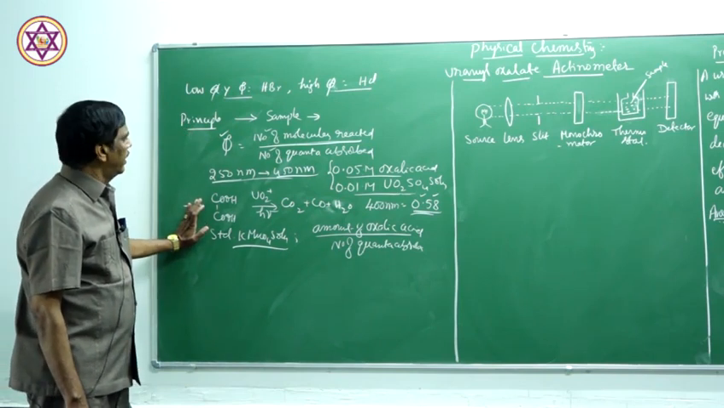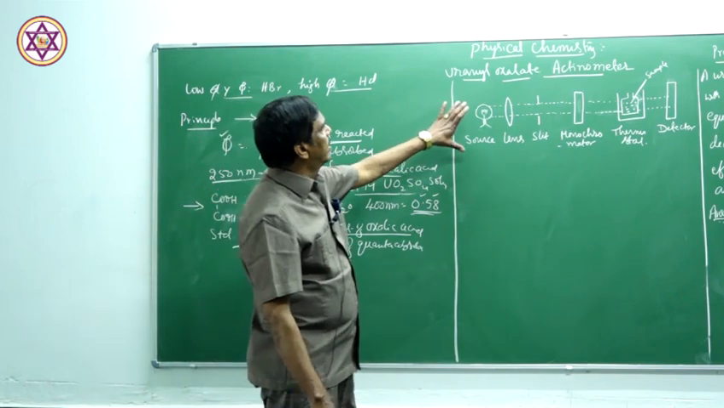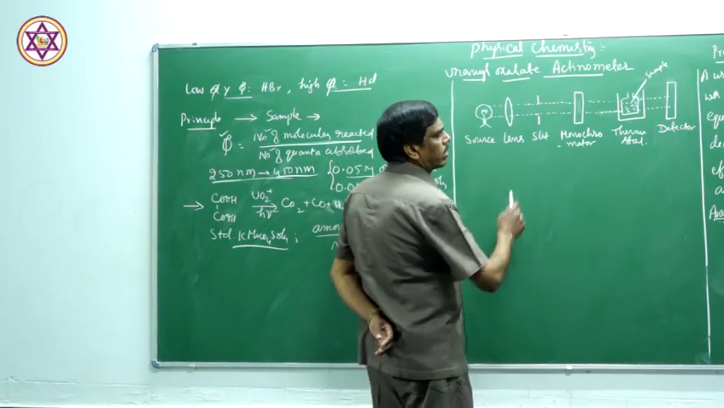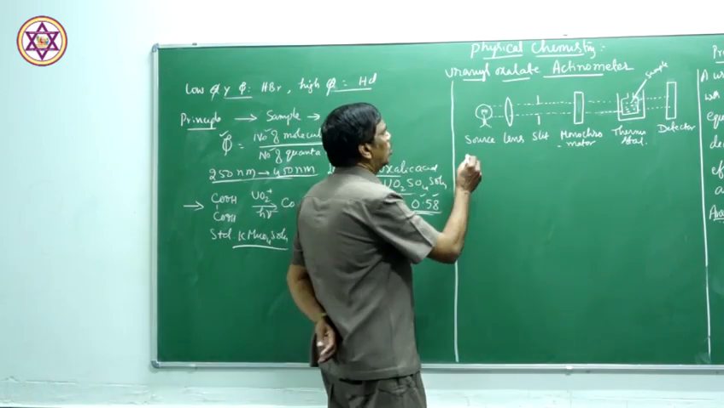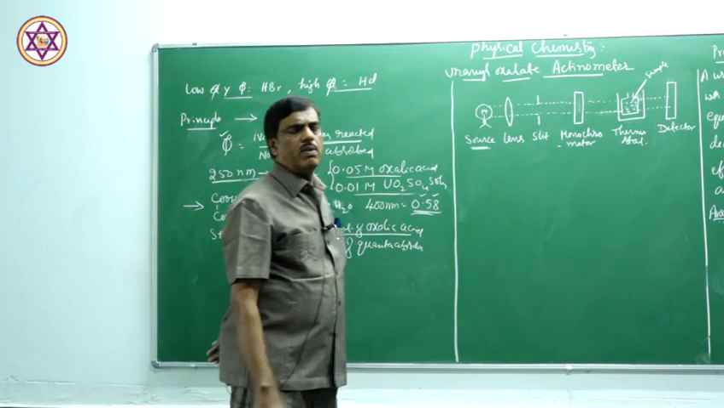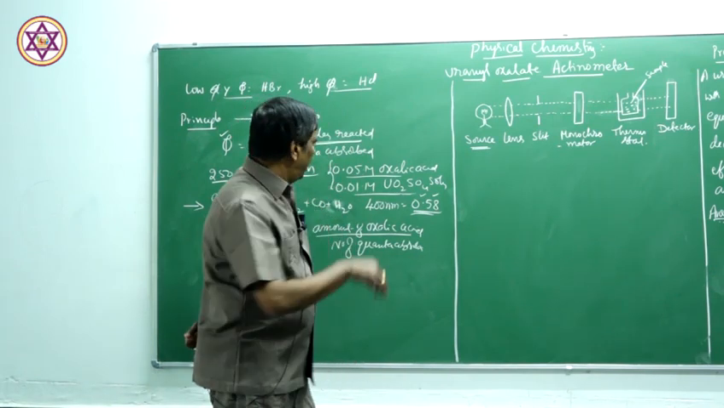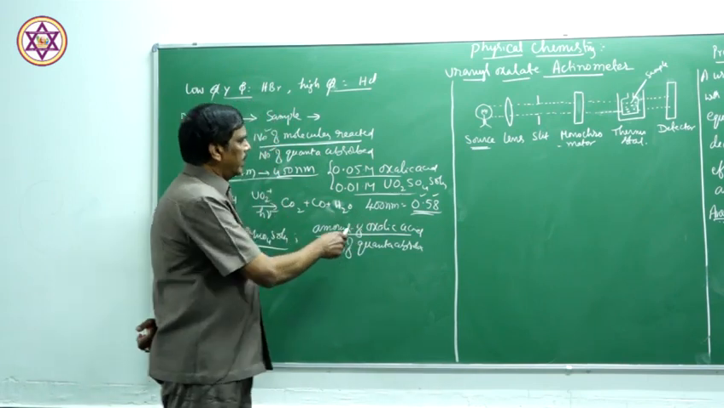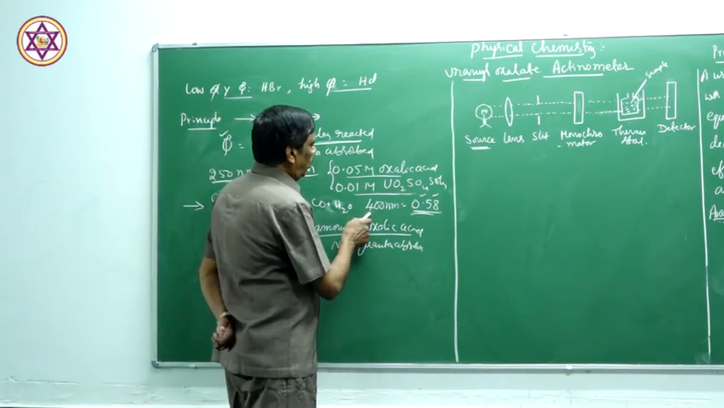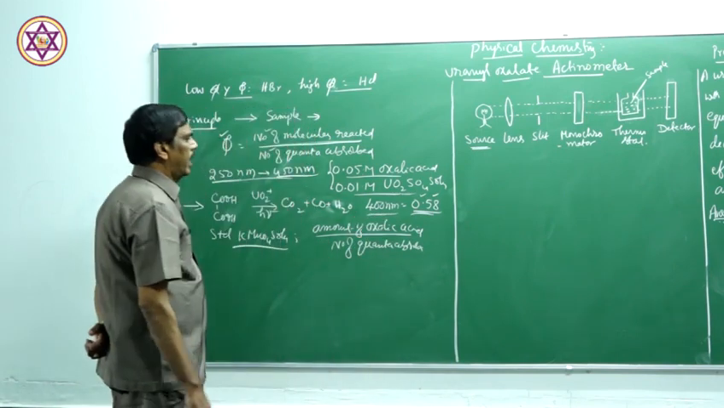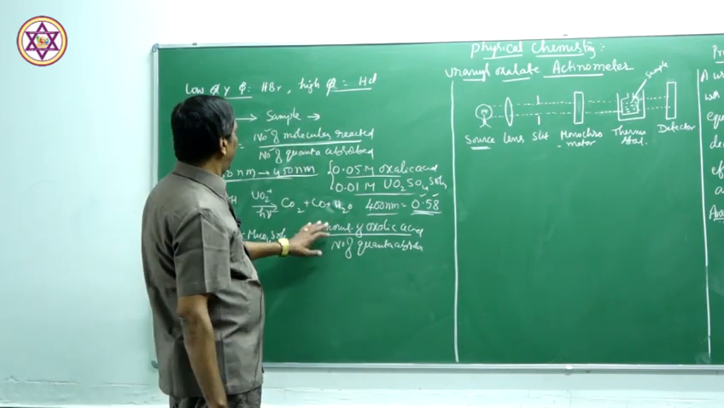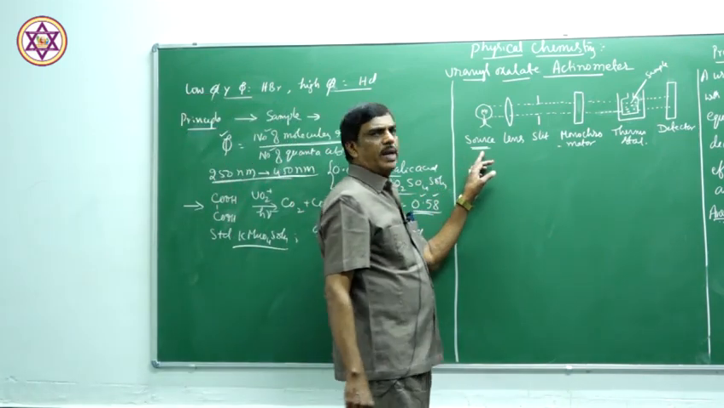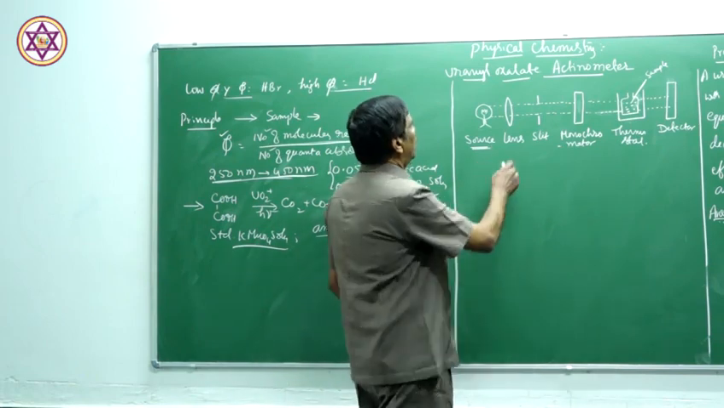The procedure: let us see the construction of this uranyl oxalate actinometer. The different parts of this instrument are the source of light radiation, ultraviolet light as well as visible radiation between 250 and 400 nanometers. That is the source of light radiation, and a lens is used to make the beam.